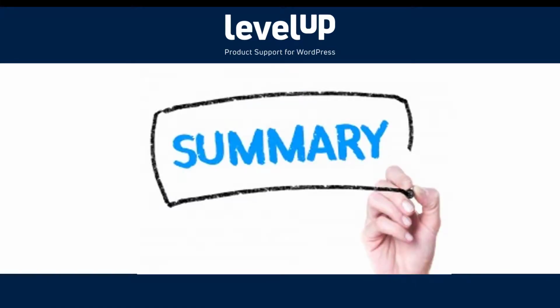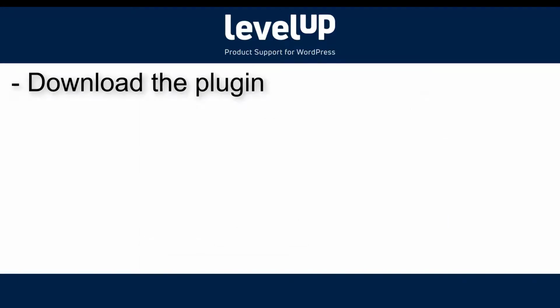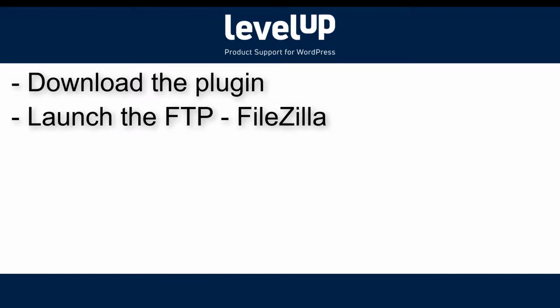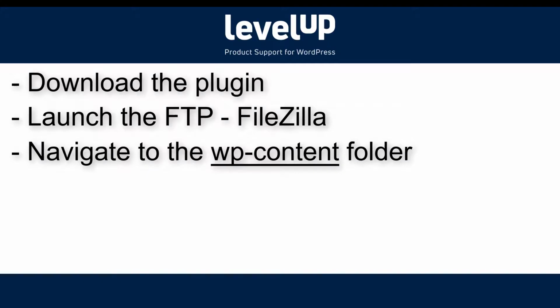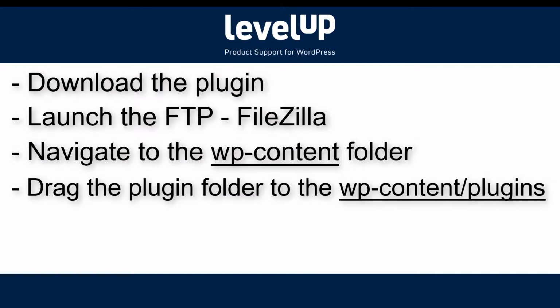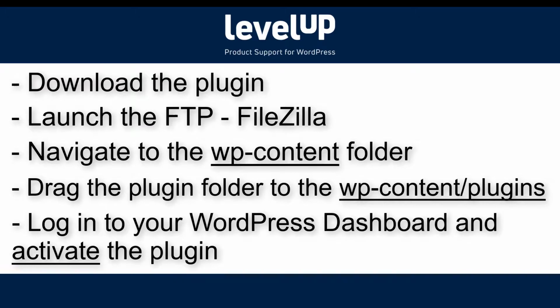And for a summary, here is how to install a plugin manually via the FTP. First, download the plugin. Then launch the FTP FileZilla. Navigate to the wp-content folder. Then drag the plugin folder to the wp-content/plugins. Then log in to your WordPress dashboard and activate the plugin.